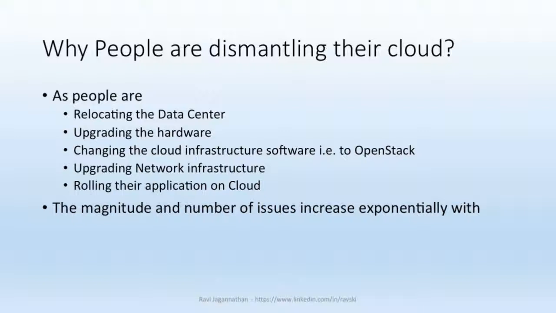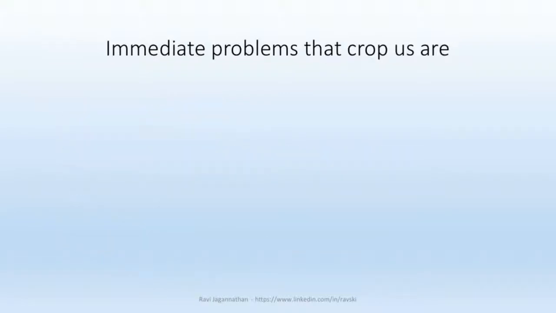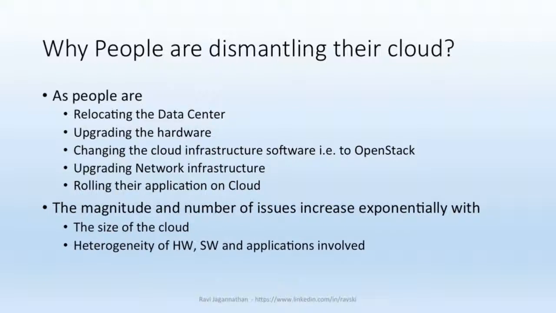Unfortunately, when people are trying to do such a disruptive thing, the number of issues that crop up grows exponentially based on the heterogeneity of the various hardware platforms they have, and it also grows exponentially based on the number of software components they have, right from the infrastructure to the applications to the overlay they have chosen and the NFVs they have deployed in the previous infrastructure. When they change the infrastructure, each and every one of these factors exponentially increases the complexity. So the size of the cloud, heterogeneity of the hardware and software, all of them increase the complexity.